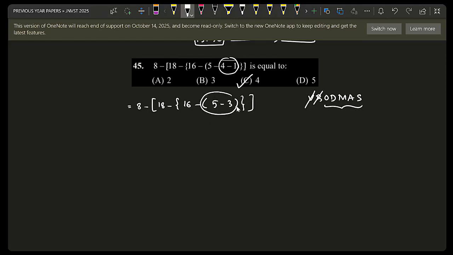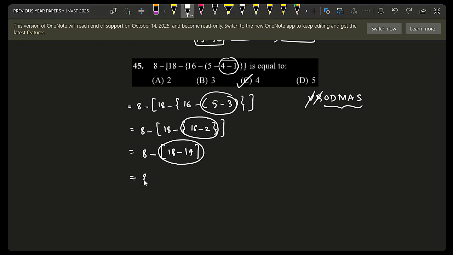Nishika, what is this 5 minus 3? Sir, 2. Right, there, 2. 16 minus 2. Now we have to open this bracket. What is 16 minus 2? Sir, 14. So in this place I'm writing 14. 8 minus 18 minus 14. Now what is this 18 minus 14? Sir, 4. That is 8 minus 4. And what is this 8 minus 4? 4. Is it okay? Okay, sir.